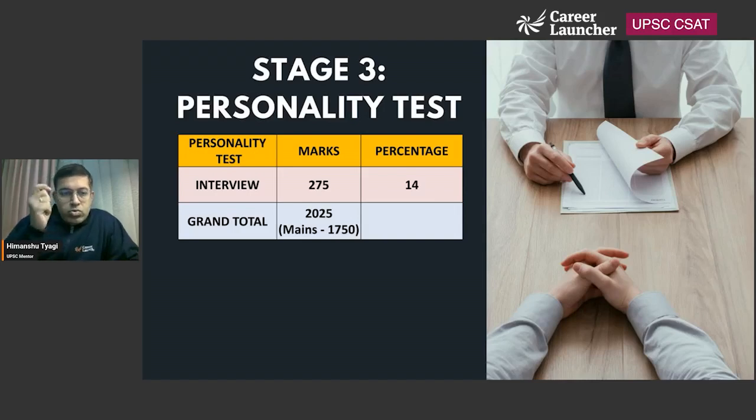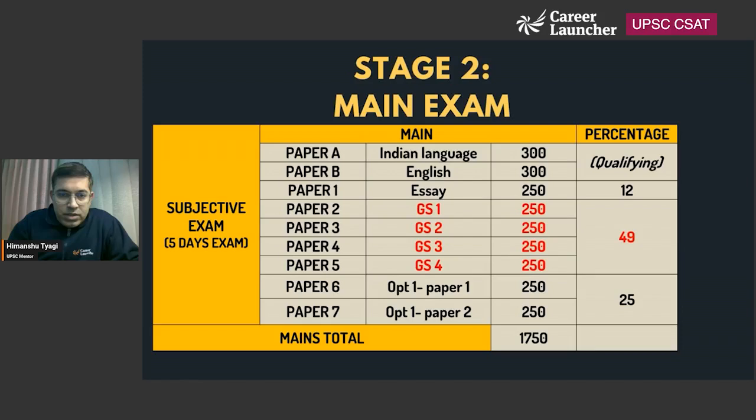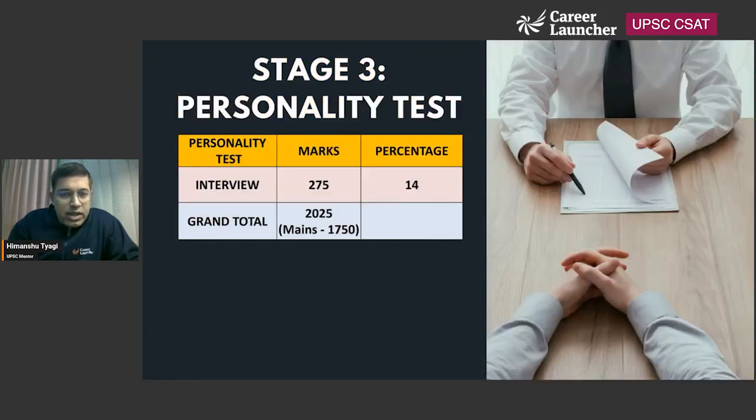And whatever your score in the interview round is, that is added to the main examination, and your total marks for final selection will be counted out of 2025. That is 1750 marks of the main examination and 275 marks of the interview or the personality test.